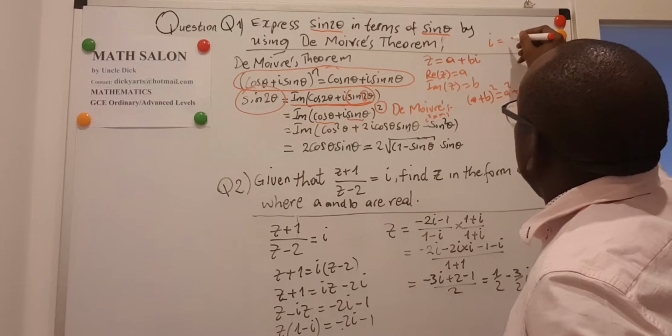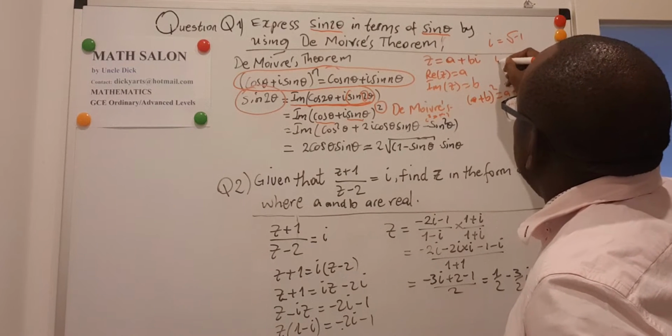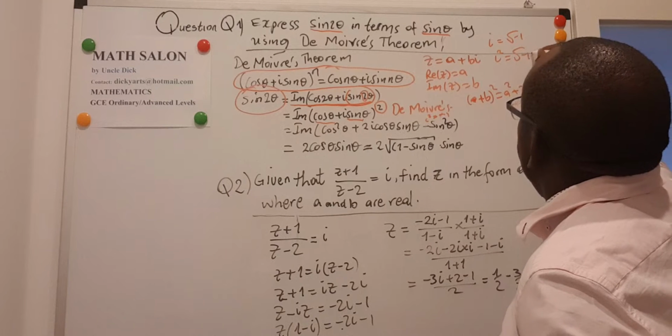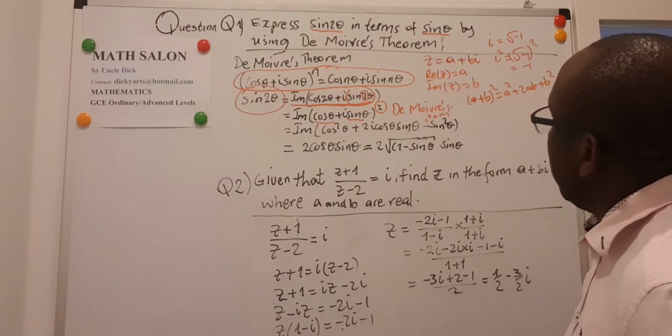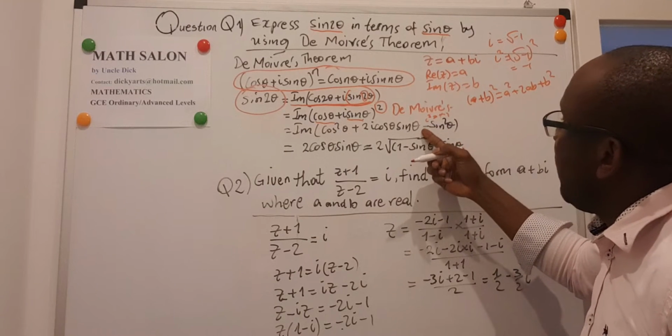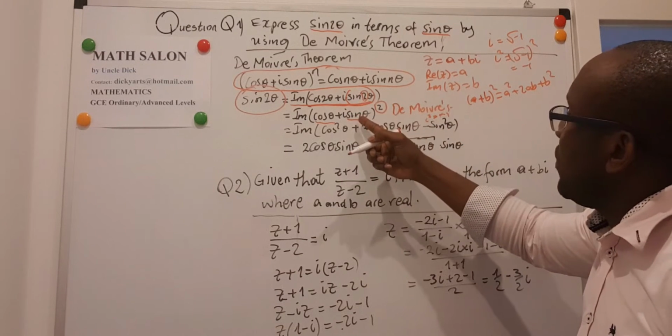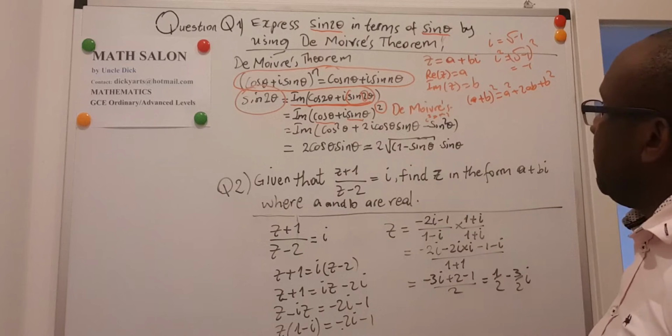i is equal to the square root of minus 1. So if I square i, I will square the square root of minus 1, and it goes away with the square root, and that's minus 1. So i squared there is minus 1, that's why I have the minus 1 here. And my sine, of course, is squared. So this is sine squared theta.